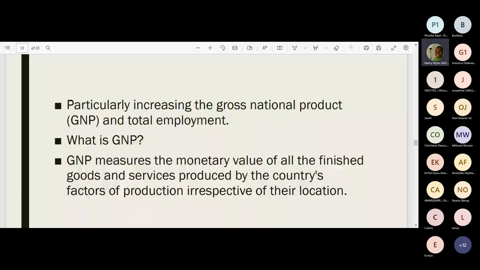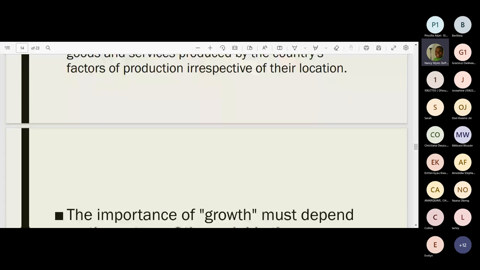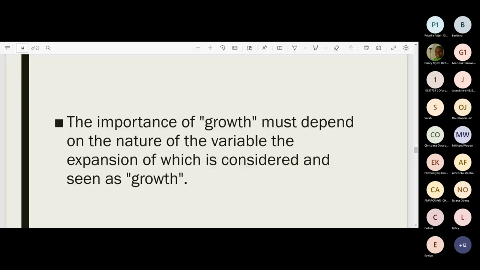GDP measures the monetary value of all the finished goods and services produced by the country's factors of production, irrespective of their location. So you measure all that. We will prefer GDP. Someone said IMF. We know that now, economic growth is connected to our IMF issues.